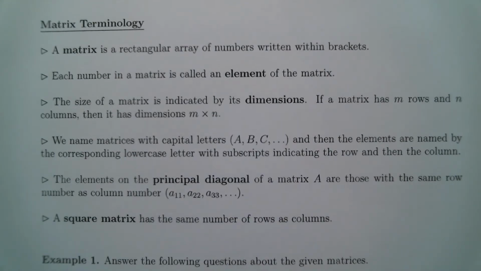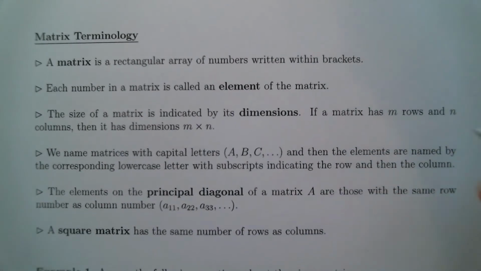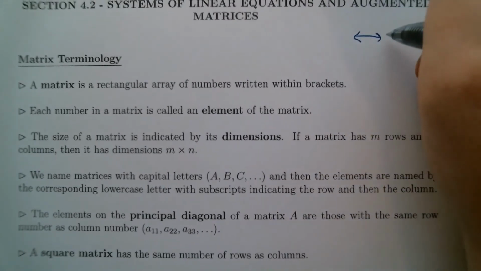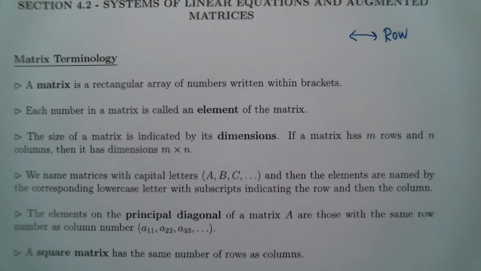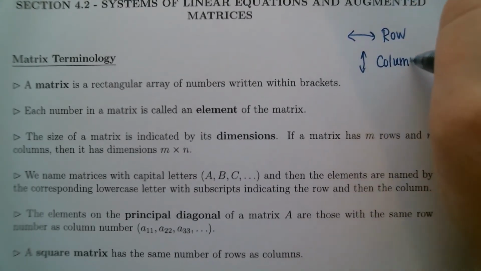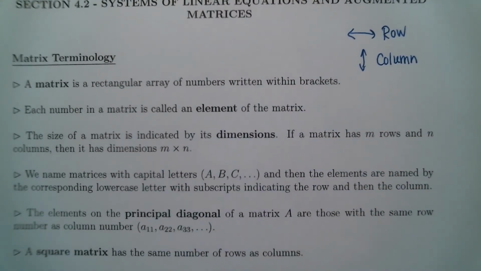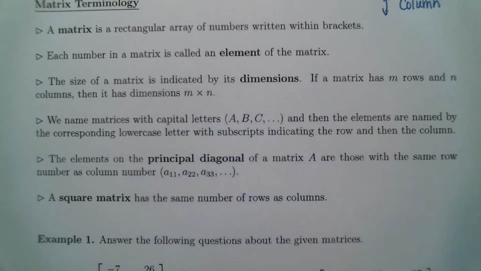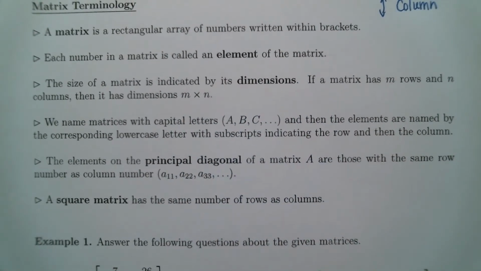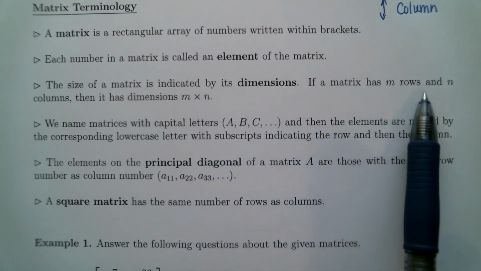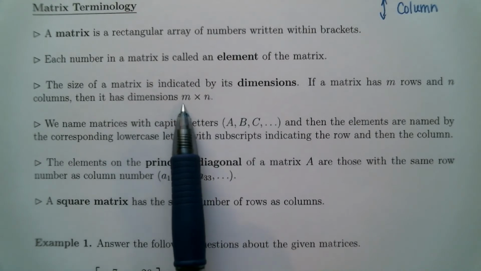When you're working with matrices, you really have to understand the difference between rows and columns. So I'm going to draw up here. Left to right, horizontal, that's a row. Up and down, that's a column. Dimensions can be very important, so you do have to know how to write them down. It says if it has m rows and n columns, then the dimensions are m by n.